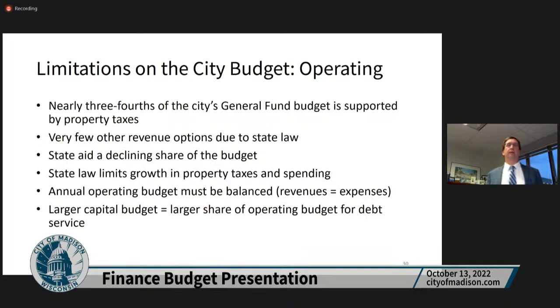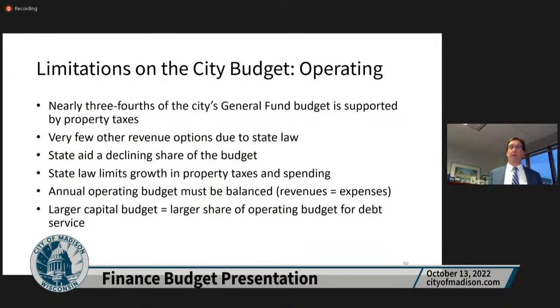State law also limits that ability to grow property taxes as well as to grow increased spending. On the property tax side, it has what are called levy limits, and that is tied to what we call net new construction, or the value of new buildings added in the city. On the expenditure side, it's more of a carrot approach where the state provides aid if spending is held below a certain rate of increase, which is tied to inflation and that net new construction factor.